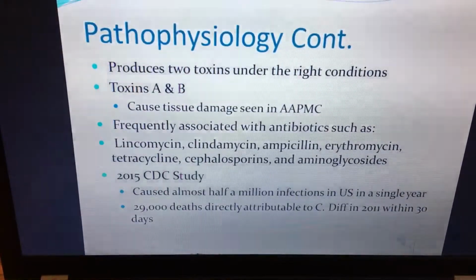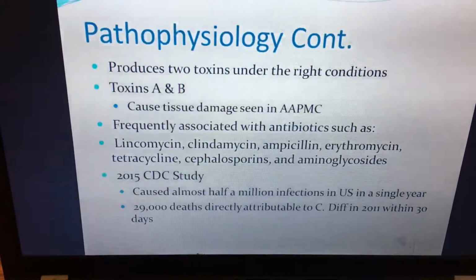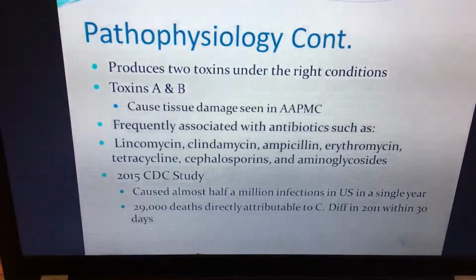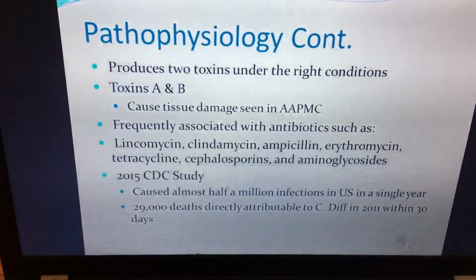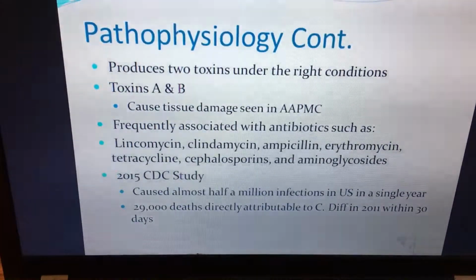It produces two toxins under the right conditions, toxins A and B. They cause tissue damage seen in AAPMC. It's frequently associated with antibiotics such as lincomycin, clindamycin, ampicillin, erythromycin, tetracycline, cephalosporins, and aminoglycosides.